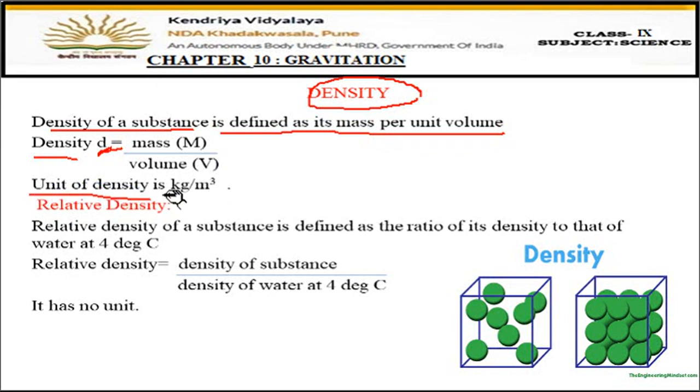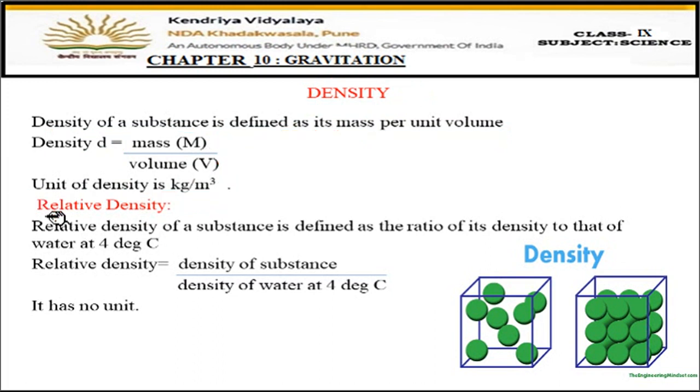Now let's see what is the unit of density. Unit of density is kg per meter cube. Why kg? Because mass is measured in kilograms, and volume is measured in meter cubes. Volume is equal to length into breadth into height, so m raised to the power 3. So this is about density.